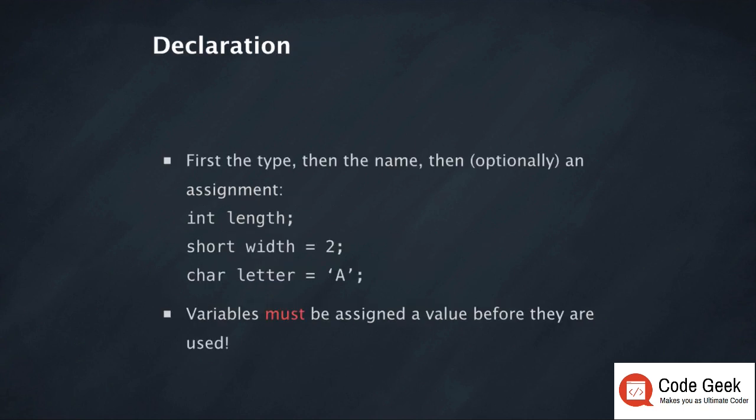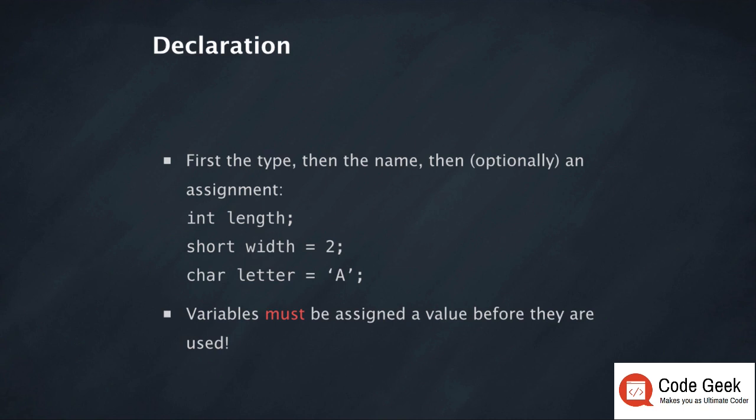So how do we declare a variable? Well, we declare a variable by first supplying the type, then the name, then optionally assigning it a value. So we have a length here. It is an integer, and it is not assigned a value. This is fine. We have a short. It is called width, and it has a value assigned to it, the number 2. And it being a short, it is an integer type containing the number 2.